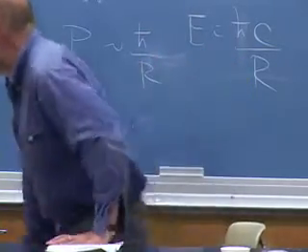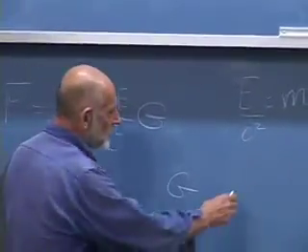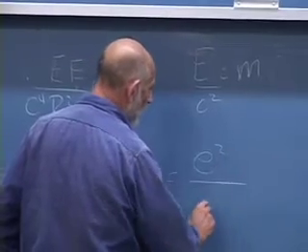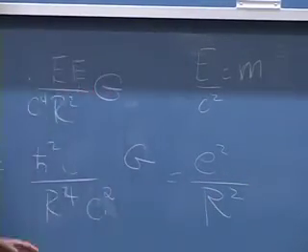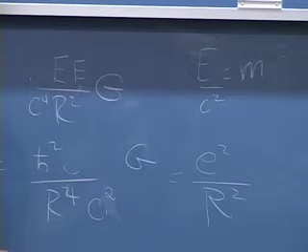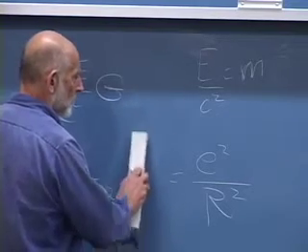To find out where that happens, we should set this equal to e²/r². For simplicity for the moment, let's just set the electric charge equal to 1. It's not equal to 1, it's about a tenth or something, it's smaller than 1.